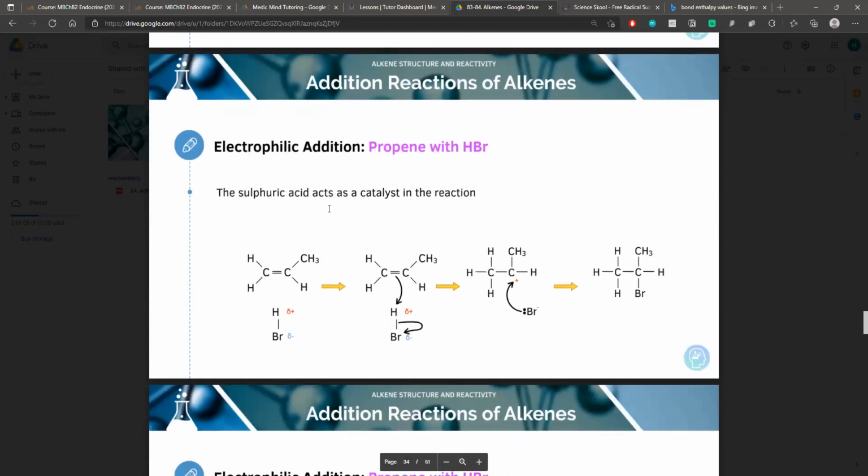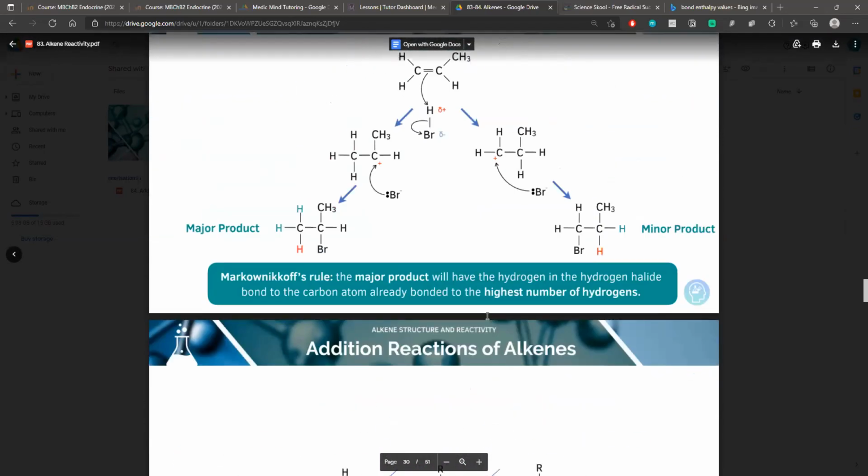Can you tell me if this is the major or the minor product? Does this reaction produce a major or minor product? Is it the major? Why? Yeah, again, the hydrogen is bonded to the one with the least hydrogens.